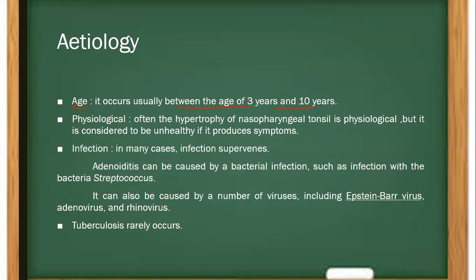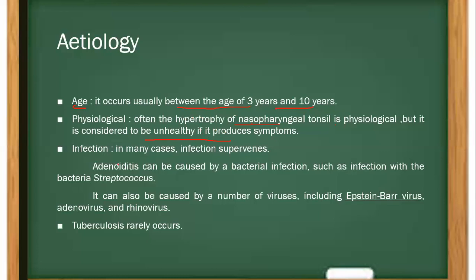Then physiological. Often the hypertrophy of the nasopharyngeal tonsil is physiological. Sometimes we can consider adenoiditis as pathological or physiological due to the hypertrophy of the nasopharyngeal tonsil. But it is considered to be unhealthy if it produces symptoms. If it is not symptomatic, it is physiological. If the patient or child shows symptoms, we should consider it pathological.